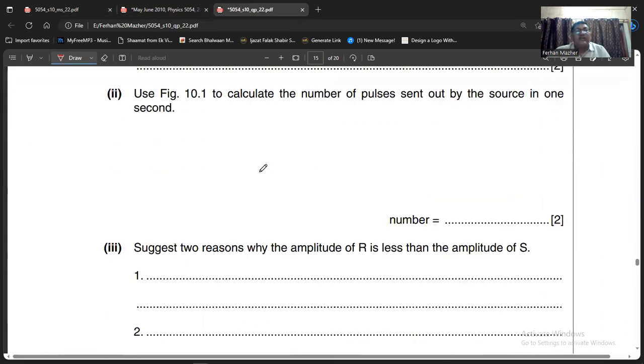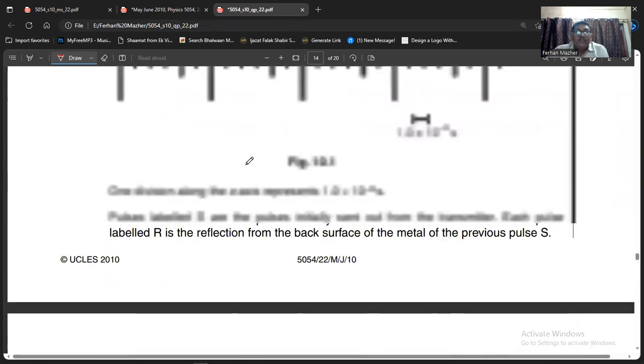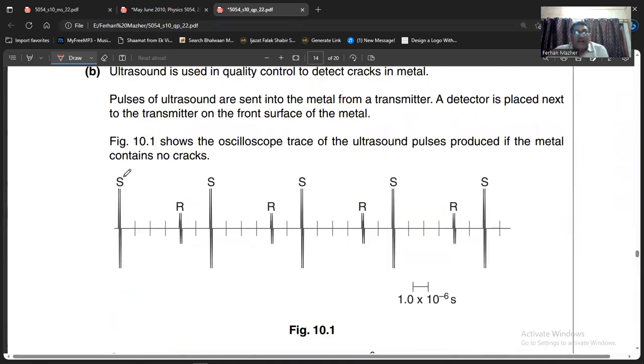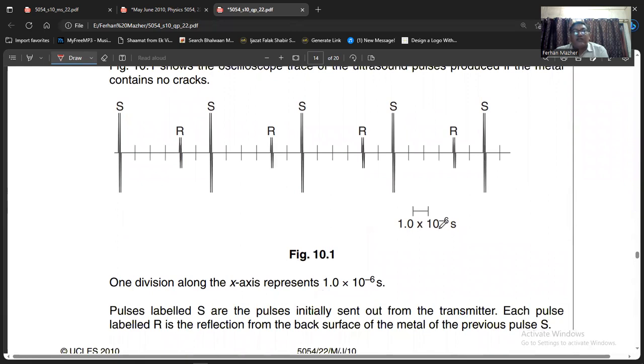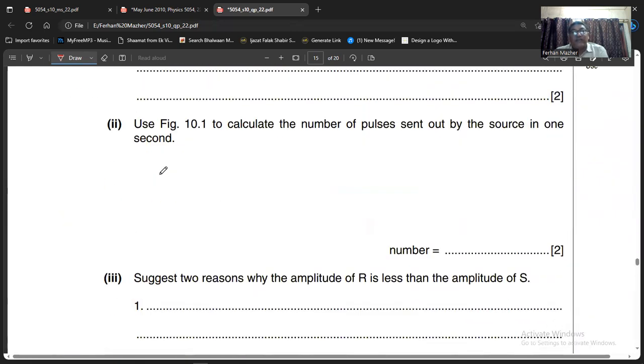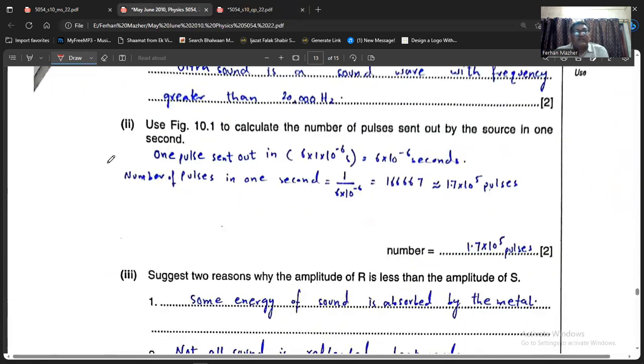Answer is right. The question says use figure 10.1 to calculate the number of pulses sent out by the source in 1 second. From this diagram, I can tell you the time period of the pulse. 1, 2, 3, 4, 5, 6. So after 6 multiplied by 10 raised to power minus 6 seconds, the pulse is sent. So now I know the time period.